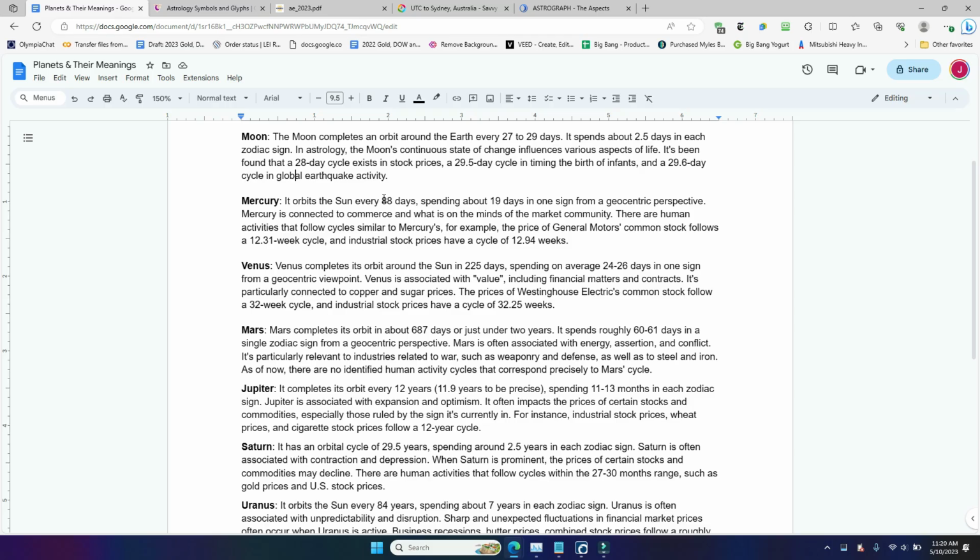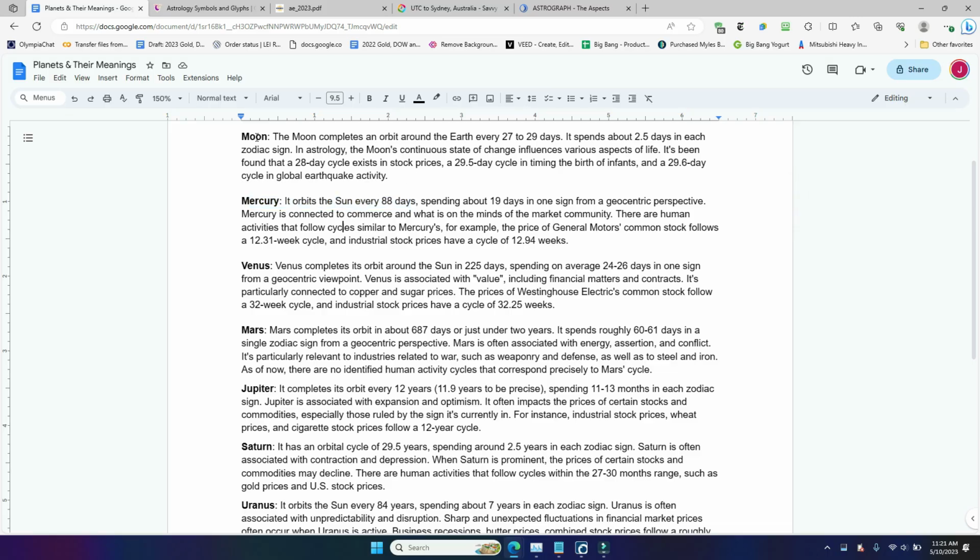Mercury orbits the Sun every 88 days, okay? It spends about 19 days in each sign from a geocentric perspective. Mercury is connected to commerce and what is on the minds of the market community. There are human activities that follow cycles similar to Mercury's. For example, the price of General Motors stock follows a 12.31 cycle, which is a weekly cycle. Industrial stock prices have a 12.94 cycle, also a weekly cycle. So that is the Mercury cycle, which is about 88 days, okay?